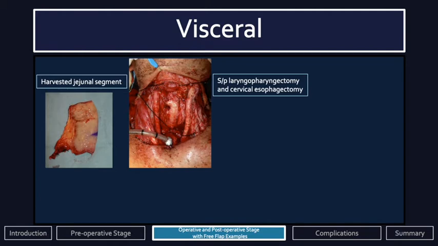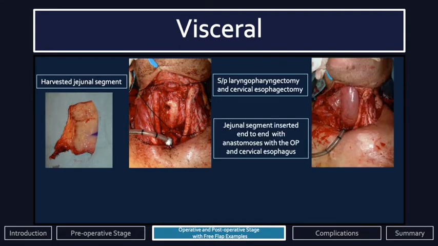The back table view shows the harvested jejunal segment with its vascular pedicle intact. The intraoperative photo is following a total pharyngectomy and cervical esophagectomy. In this photograph, we're actually looking at prevertebral fascia, and there are the carotid arteries. And the airway is being maintained by that tube. In this photograph, the jejunal segment has been inset, secured inferiorly to the thoracic esophagus and superiorly to the oropharynx. The glistening, turgid appearance of this flap is exactly what you want to see after the anastomosis has been performed.